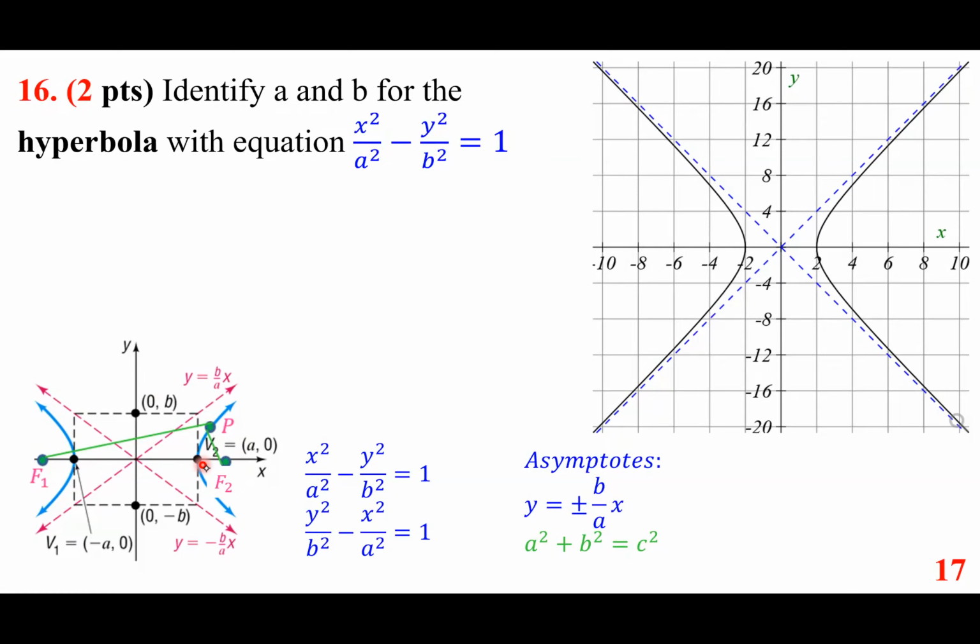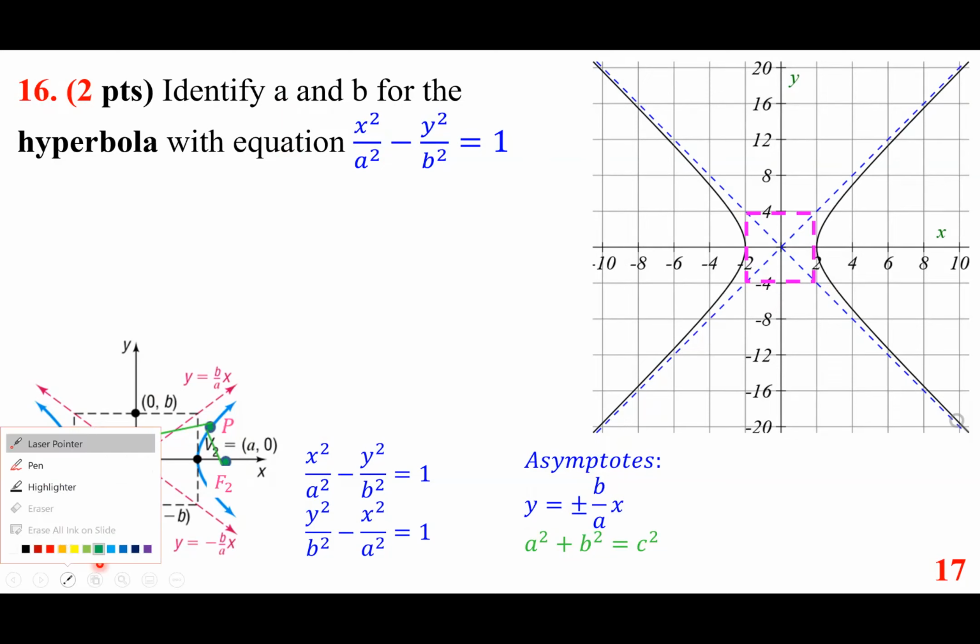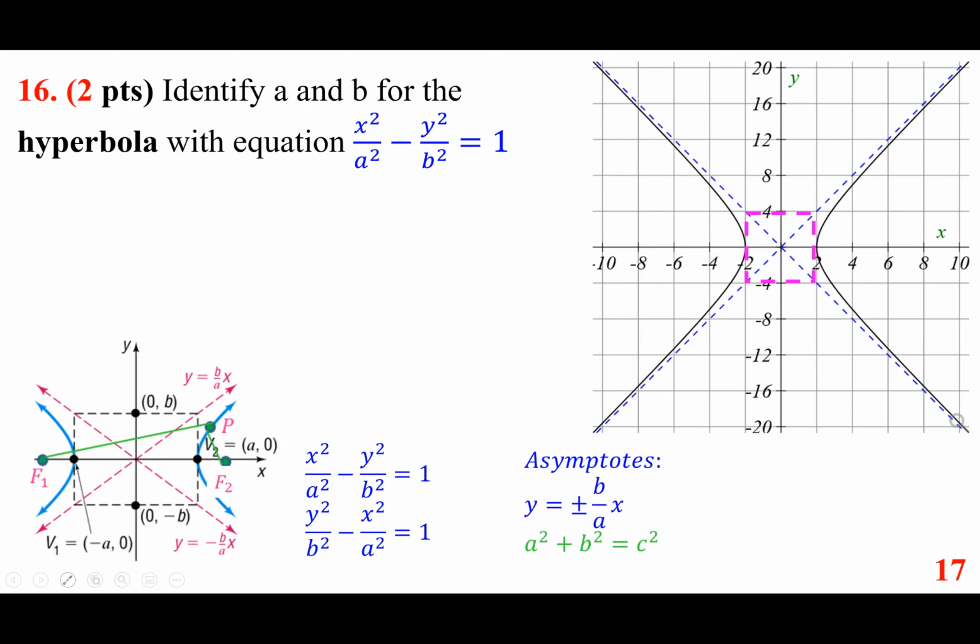in this case, we're going to identify A. So let's do this. This is what is called the fundamental rectangle. Let me just, so this is reminding you that this is called fundamental rectangle. And the purpose of that is when you draw the diagonals, those are the asymptotes.